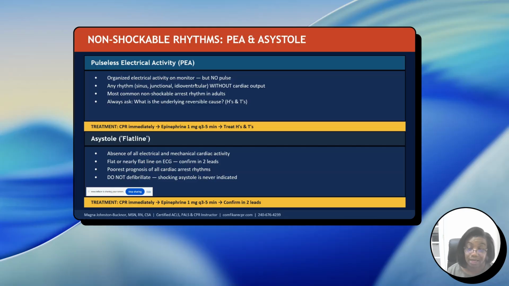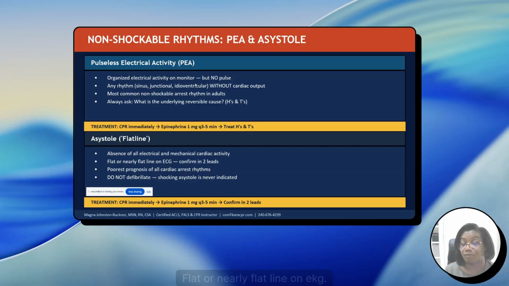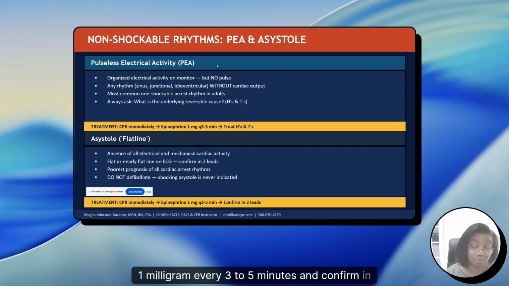Asystole, flatline: absence of any electrical or mechanical cardiac activity. Flat or nearly flat line on EKG, confirmed in 2 leads. Poorest prognosis of all cardiac arrest rhythms. Do not defibrillate. Shocking asystole is never indicated. CPR immediately, epinephrine 1 milligram every 3 to 5 minutes, and confirm in 2 leads.